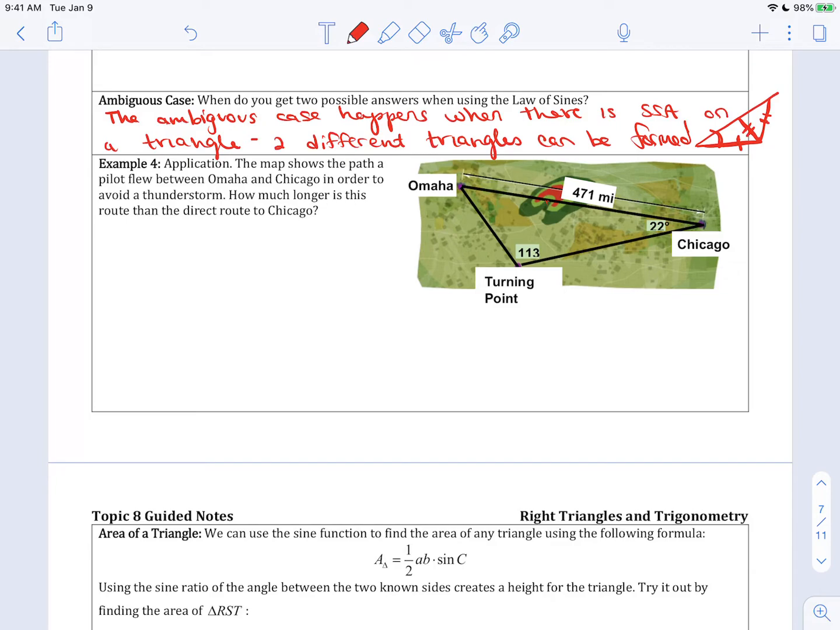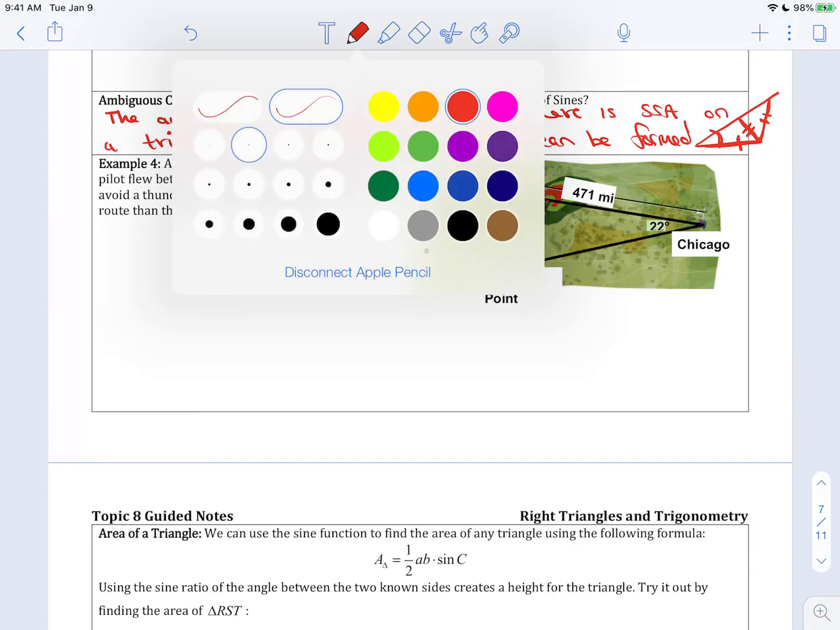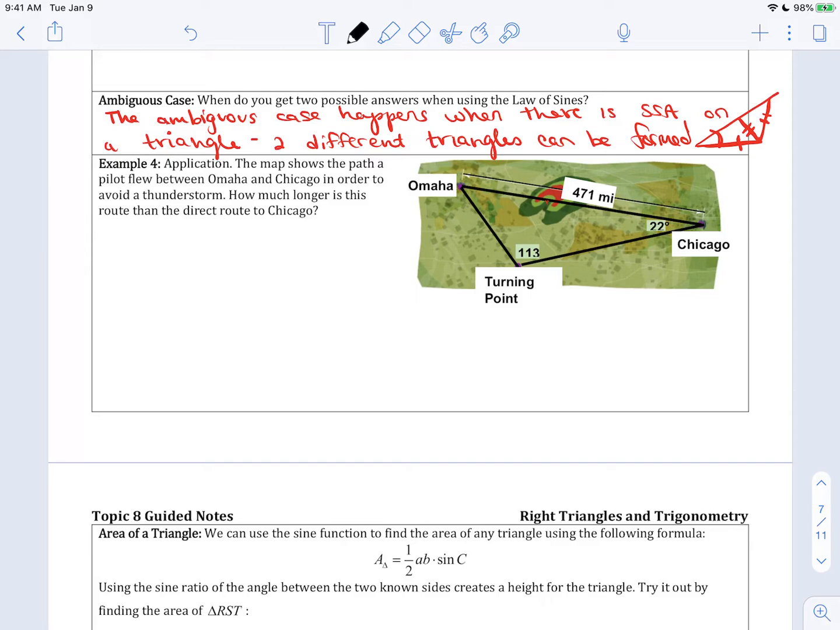And that's all I want you to know about the ambiguous case. I want you to know it's out there, but we won't be solving for two different triangles. We'll just know that it is a possibility. Okay? All right. Then let's try this application problem.